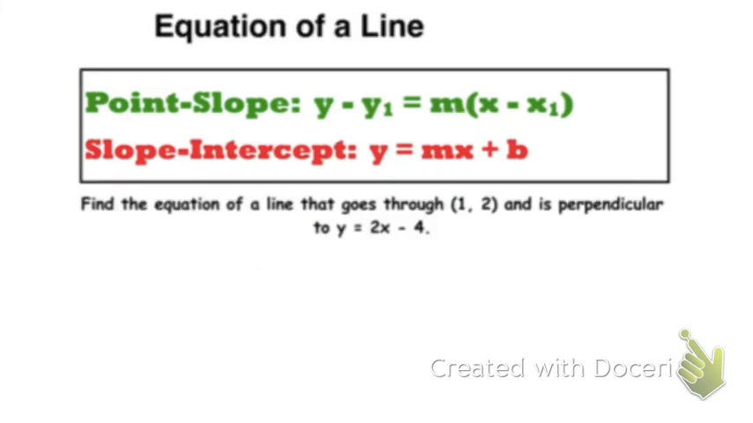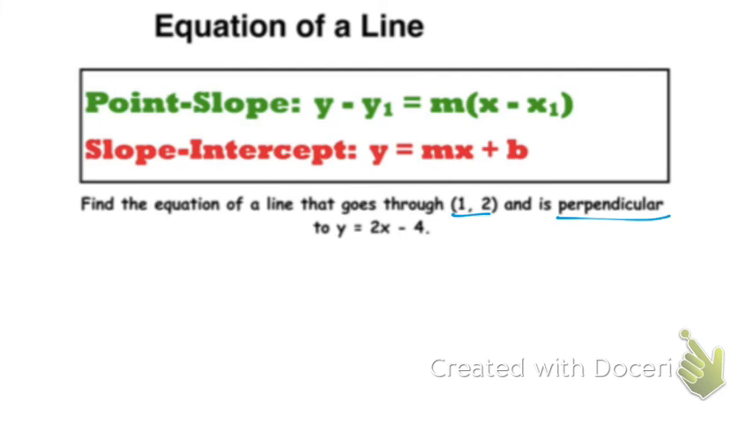Okay? We're going to go down to this example, the middle right example. Which example are we on? Middle right. Nailed it. Equation of a line that goes through (1, 2) and is perpendicular to this line.